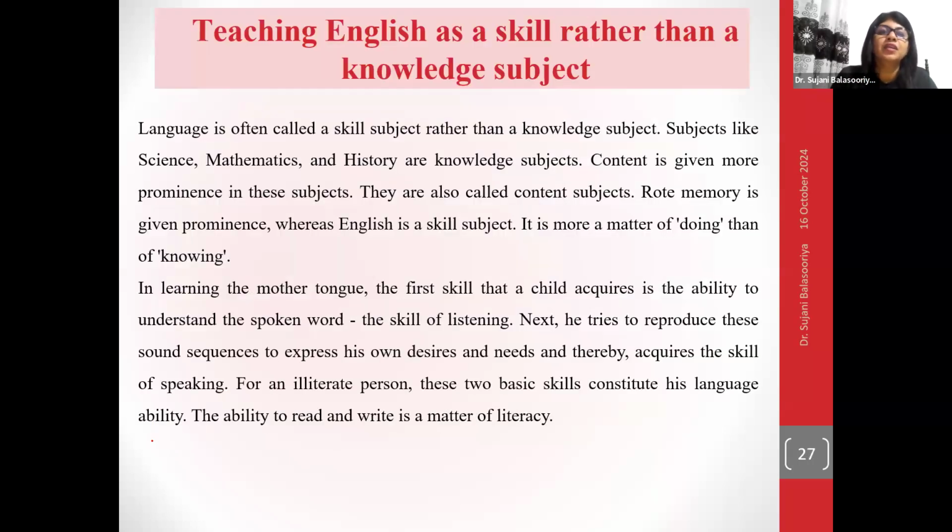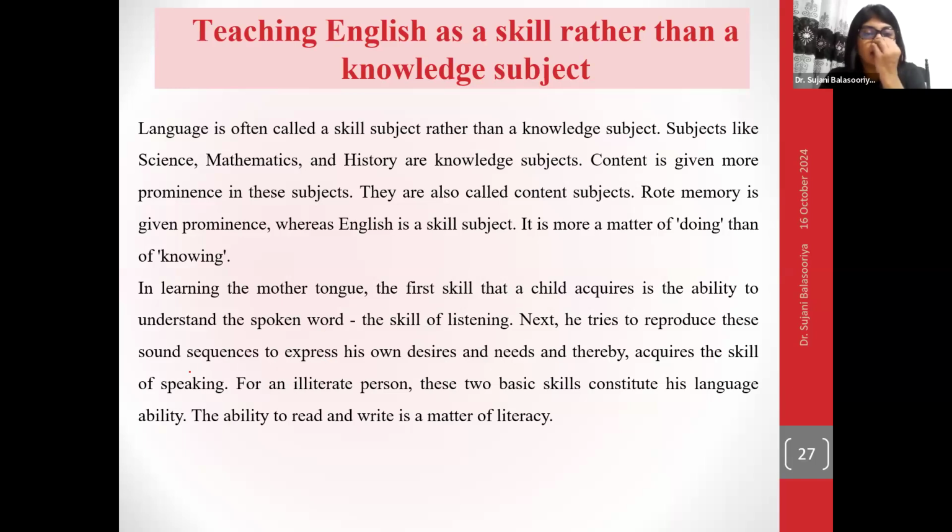Now we talk about teaching English as a skill rather than a knowledge subject. Language, any language, not only English, is a skill. But here we specify our discussion to teaching English as a skill rather than a knowledge subject. Language is often called a skill subject rather than a knowledge subject, right?